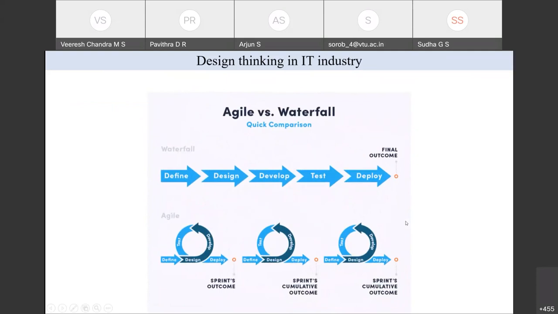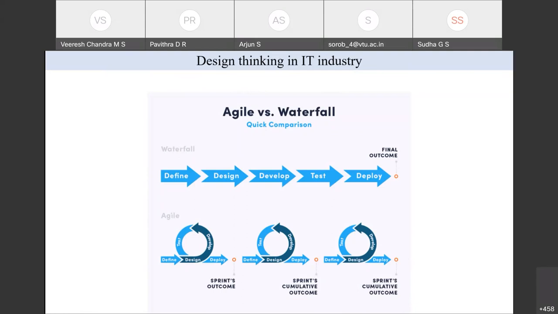So this is agile versus waterfall. When I consider waterfall, there is no gap for feedback. Define, design, develop, test, deploy. There will be a final outcome. Depending on that outcome, we will give feedback. And again, we have to go back to the initial stage, defining or analyzing the requirements or defining the problem.